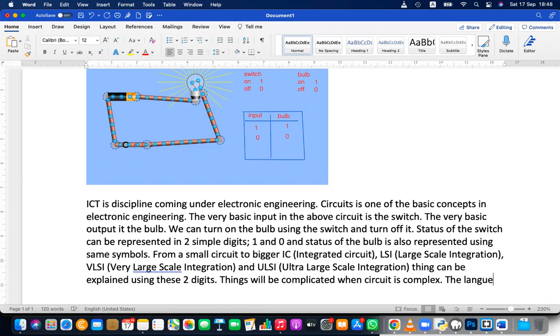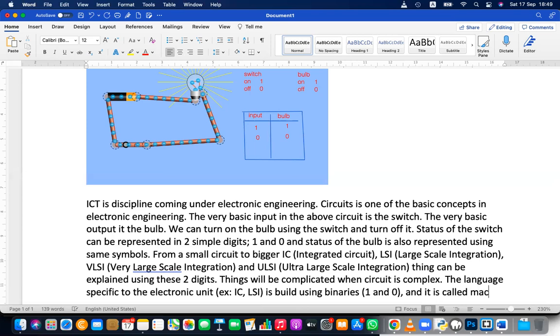The language unique, language specific to the electronic unit, for example IC, LSI, electronic unit, is built using binaries, and it is called machine language.